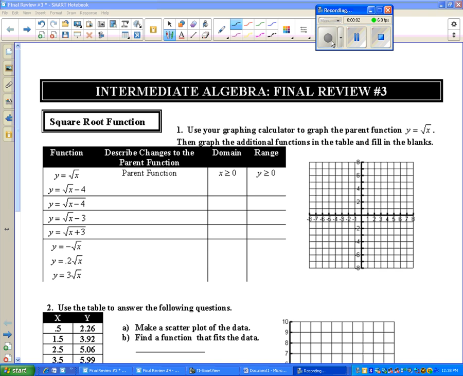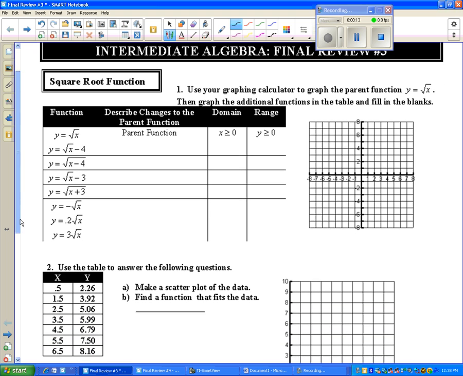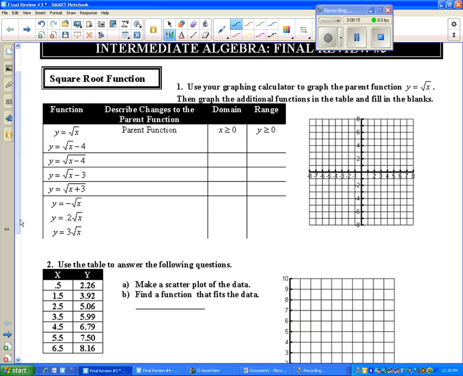Final review number 3. Use your graphing calculator to make the parent function y equals the square root of x. Then graph the additional functions in the table and fill in the blank. Again, if you know what you're doing here, you don't have to use the calculator, but the calculator helps. Plug this into y1, then plug each of these into y2, and tell me what it does. Remember, -4 on the outside of the square root.